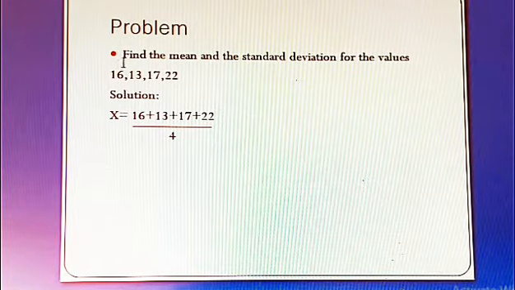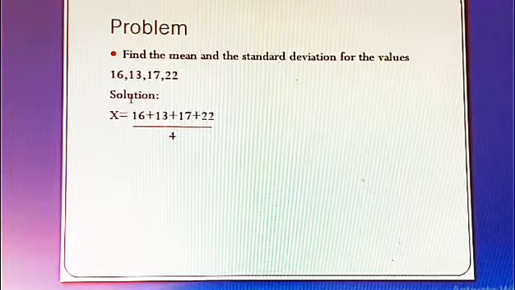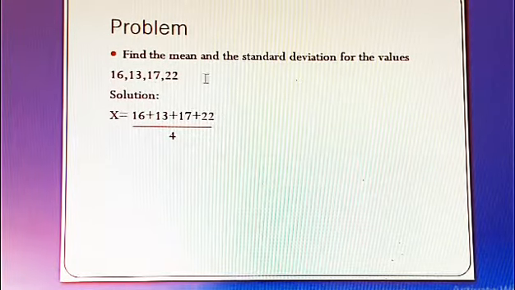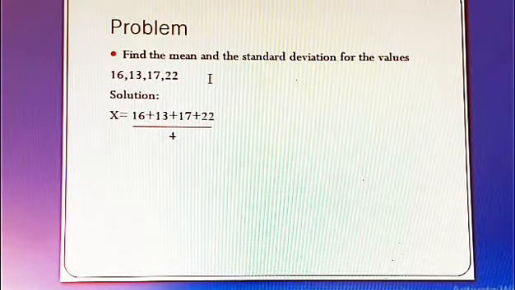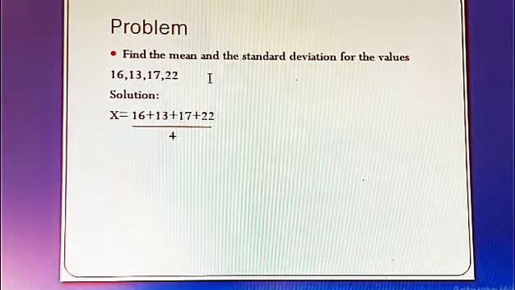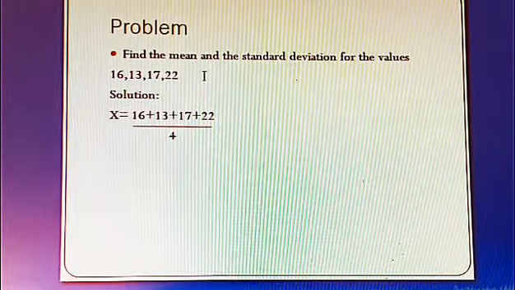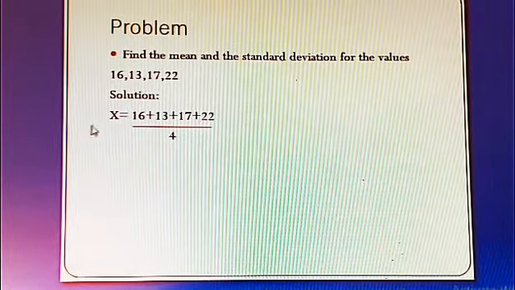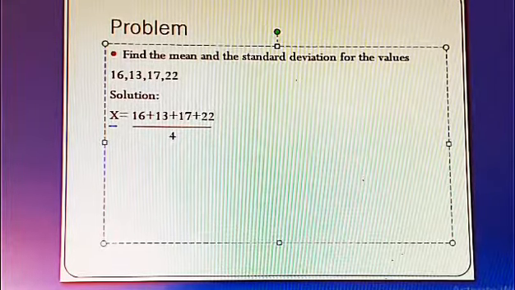The question is: find the mean and standard deviation for the values 16, 13, 17 and 22. I have taken a very simple problem, so you can make a note. What is the question here? You have to find the mean and the standard deviation for the following data.